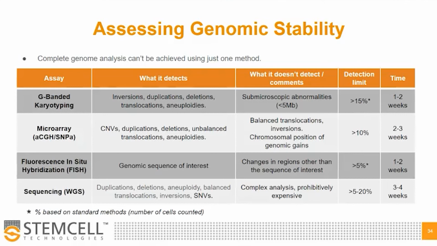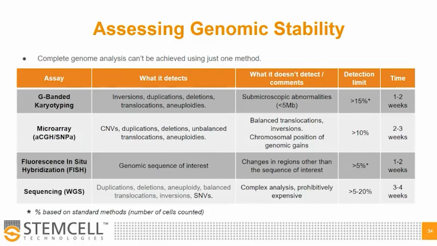Fluorescence in situ hybridization, or FISH, can detect a genomic sequence of interest, but it won't pick out changes in regions other than the sequence of interest. It is quite sensitive. The detection limit in the sample is as low as 5%, and the turnaround time is similar to that of karyotyping, so about 1 to 2 weeks.